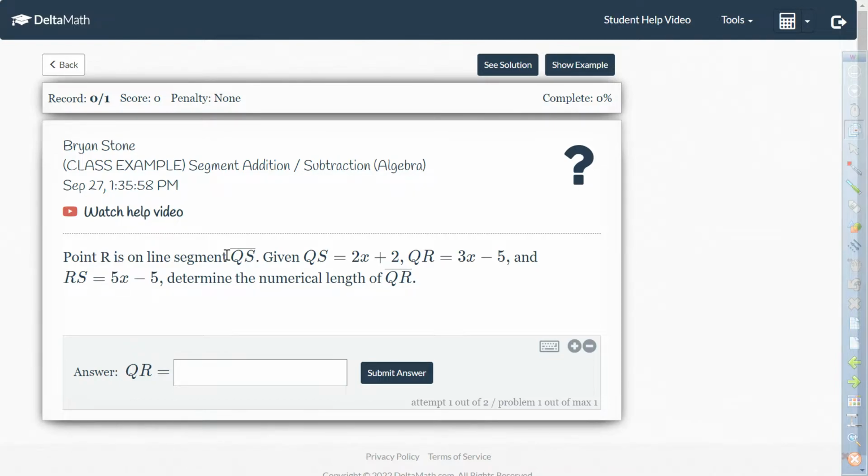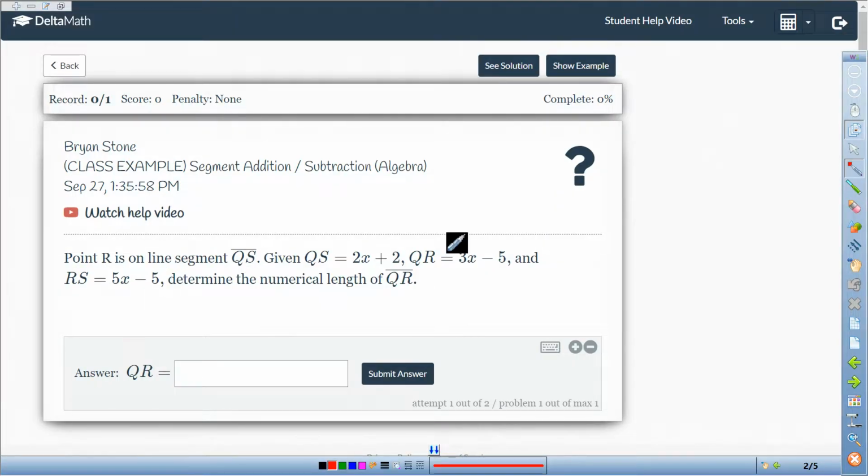Okay, so on your paper, go ahead and do this with me. First things first, they're telling us we have point R on segment QS. So first thing, go ahead and draw yourself a segment. Call it QS. They're saying point R is on it, so somewhere right there, go ahead and do that. This is the way you'll start all of these problems. Draw what they're describing. It makes it so much easier.